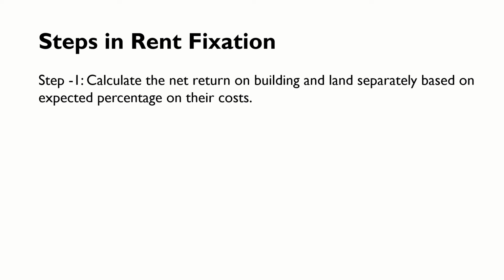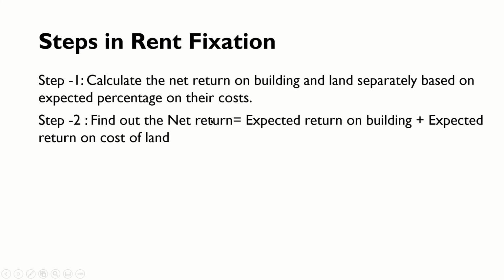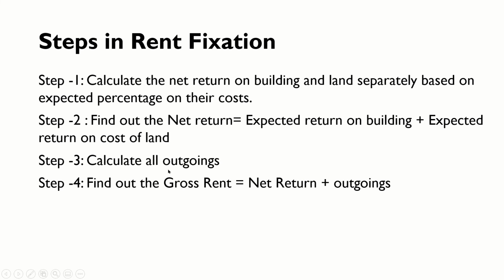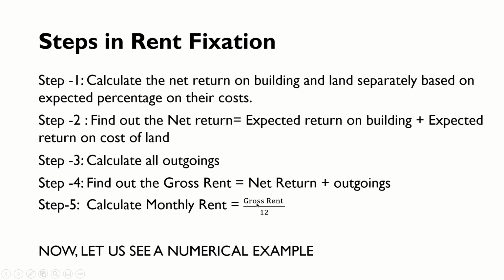When you purchase some land or property, you must be expecting some return out of it. That is what the net return is. Find out the net return, which is expected return on building plus expected return on the cost of the land. That is overall property, right? Third one is to calculate all outgoings. Fourth one is to calculate the gross rent, which is net return plus outgoings. Step 5 is to calculate monthly rent, that is gross rent by 12.